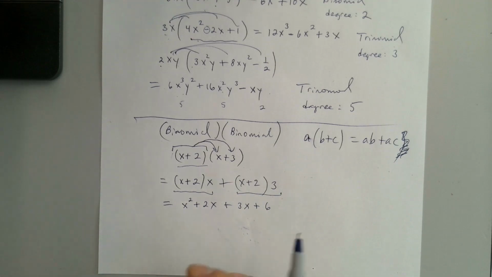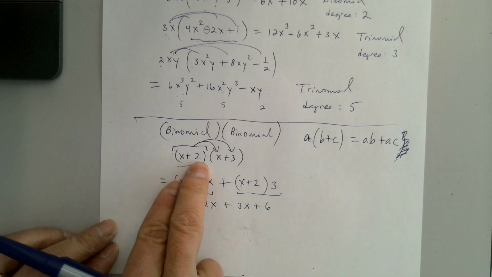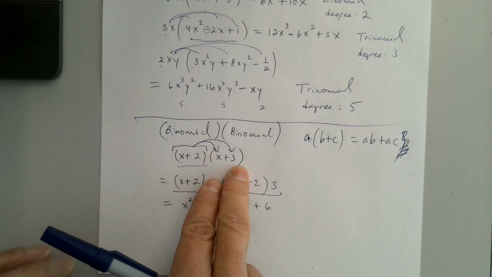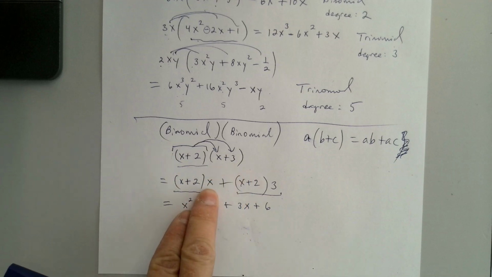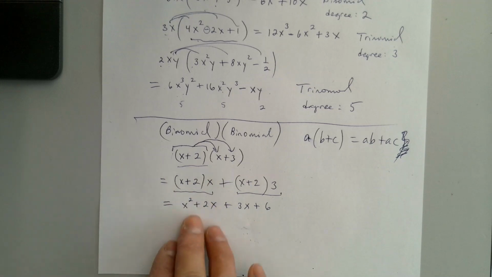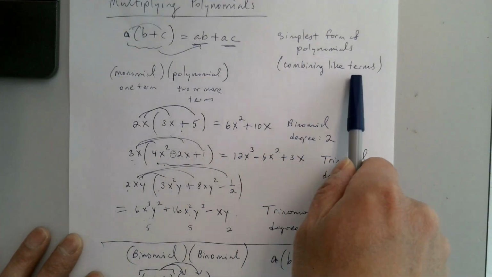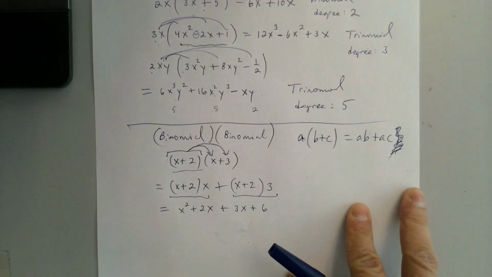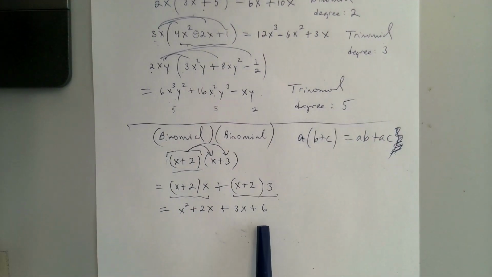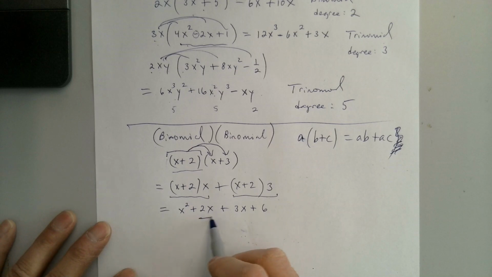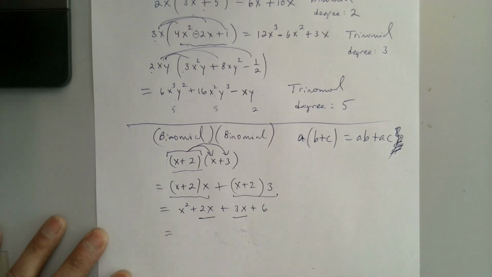Okay, I end up with 4 terms, which makes sense because I distribute x plus 2 with 2 terms, but then after that I distribute in 2 places something to 2 terms again. 2 times 2 is 4. So I should end up with 4 terms. However, remember at the beginning I said simplest form of polynomials means combining like terms. So I look at all these terms and I identify any like terms, if there are any, and I see 2x and 3x. So to simplify, I must combine them.